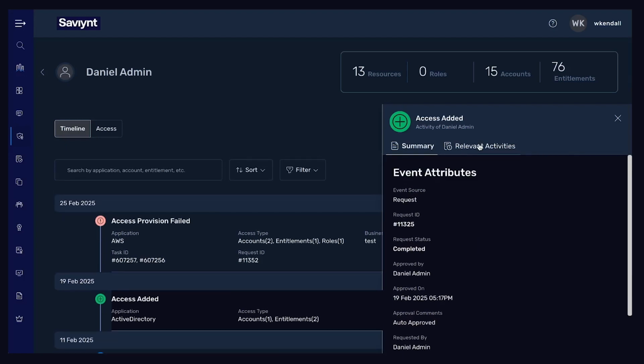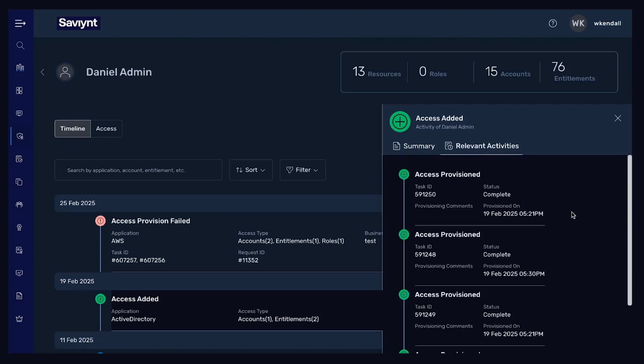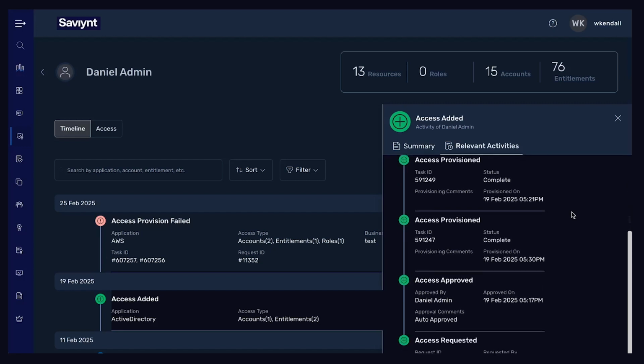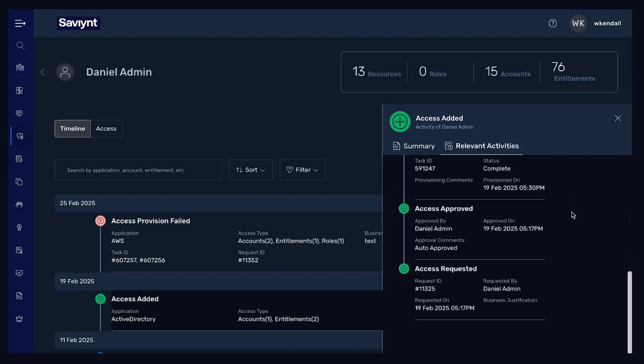And any relevant activities. This type of aggregation of all the little subtasks is a really big part of what's trying to drive that better experience for not just admins, but again, like you were saying, for auditors, so they have a better understanding of what's been going on with this individual over time. Would you like to spin anything else out of this?